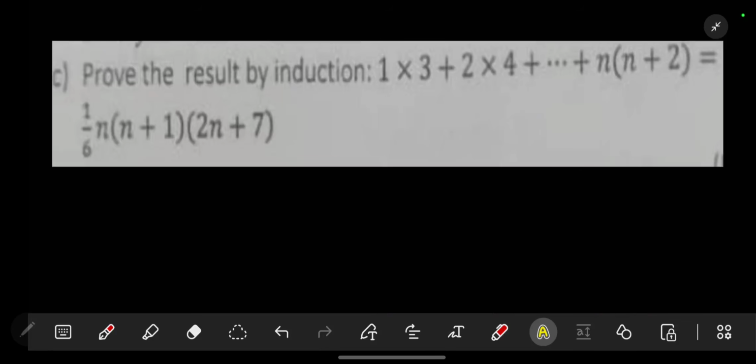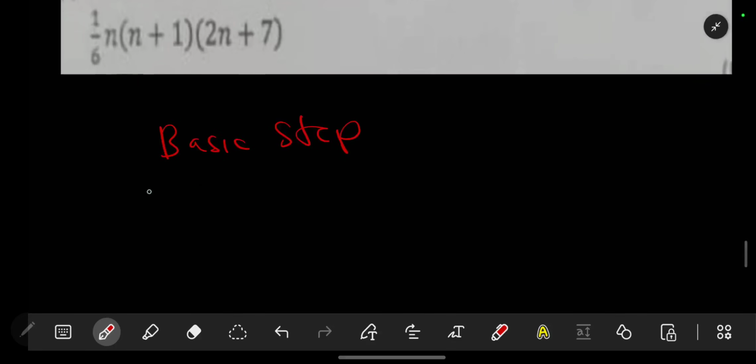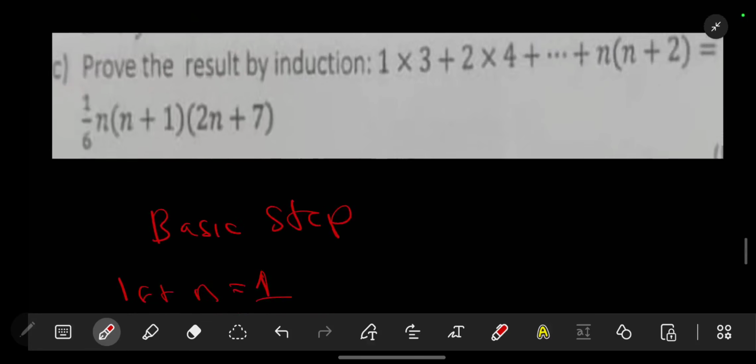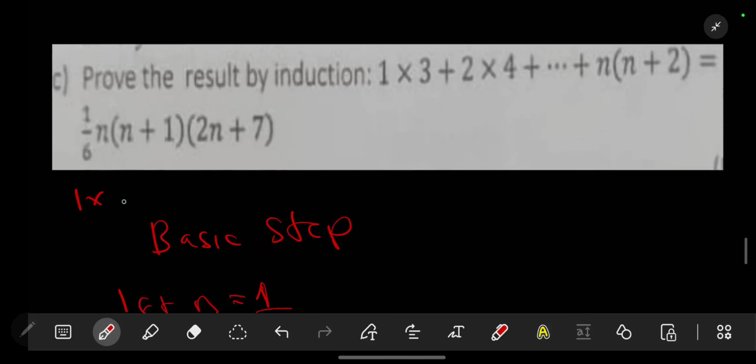Prove the result by induction: 1 times 3, 2 times 4, and so on. So how are you going to prove this one? The first thing you are supposed to do is begin with your basis or basic step. For the basic step, you just let your n value be equal to 1, or any other value that you want, but 1 is very easy to test. But before that, let's write this down. So we have our 1 times 3 plus our 2 times 4 plus our dots.